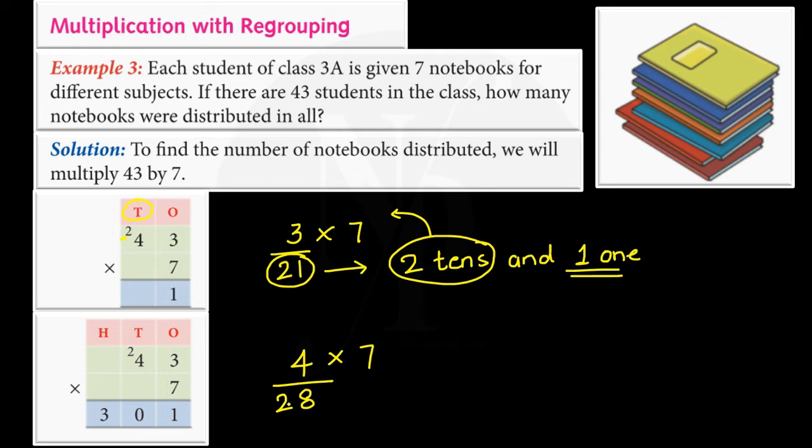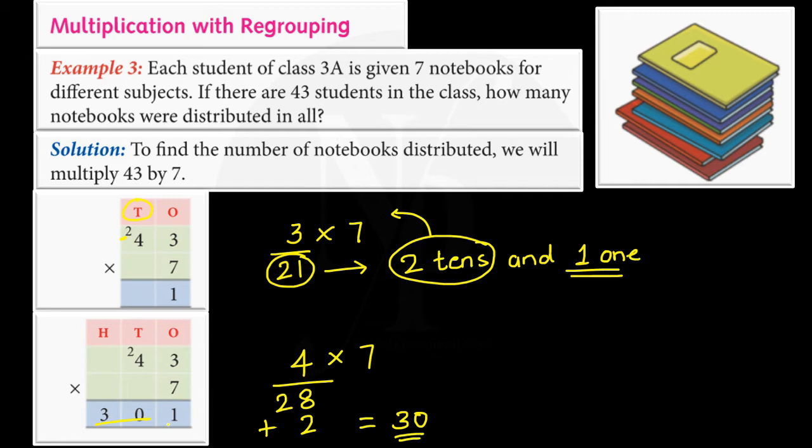And to this we have 2, which we call carry. We will add that to 28. That is, we will add 2 to 28. And what do we get? On adding we get 30. So we write 30 here.